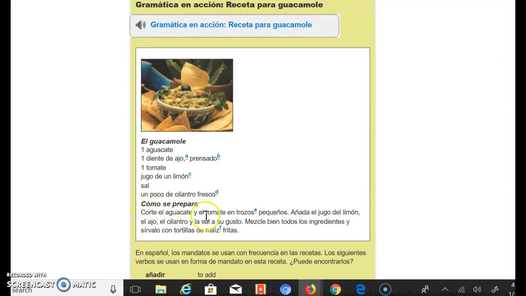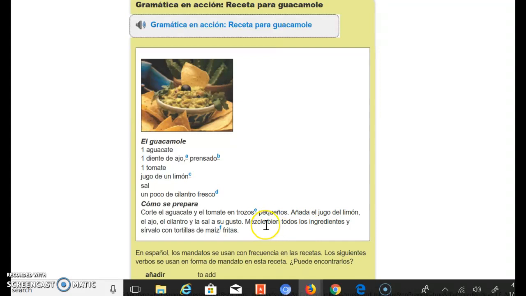Corte el aguacate y el tomate en trozos. Trozos are pieces. So corte comes from the verb cortar. You change the AR to E to make a formal command in a verb. And if it's an ER or IR verb, you would change the E to A on the end. For example, this verb añada comes from añadir. The command is añada, but the verb it comes from is añadir. So you took off the IR and you substituted an A for any verbs that end in ER or IR.